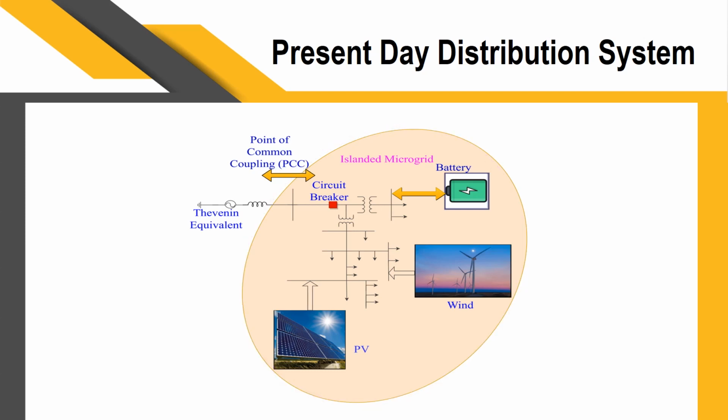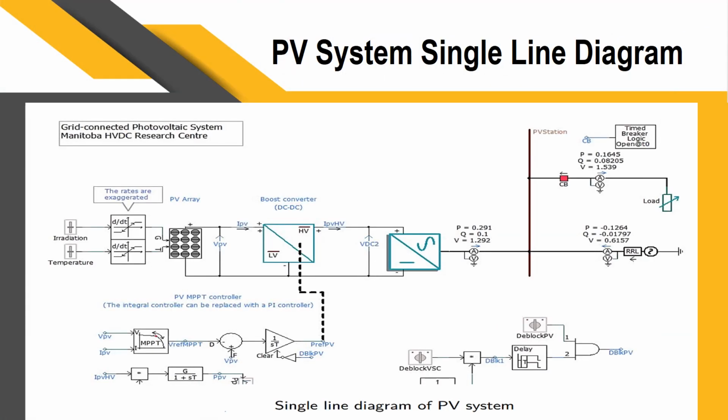And although the things look very simple, they are not plug and play kind of devices where you just bring a PV panel and put it into your grid and it will start working. For example, if you just look at this PV panel structure, what goes on behind the scene is something like this. This is a simple single line diagram of a PV system where you have this array of PV cells and it has got irradiation and temperature, etc.